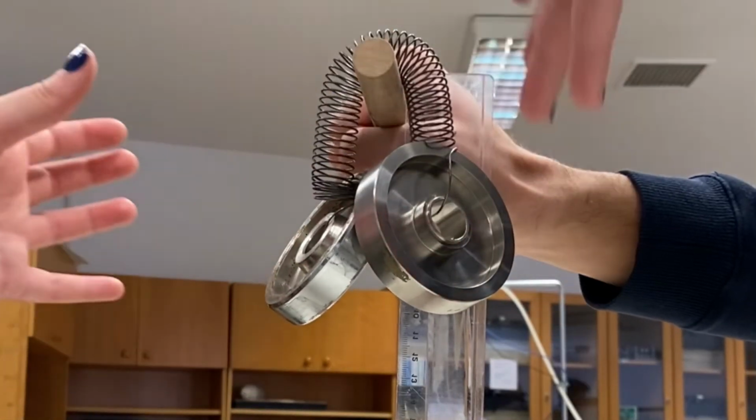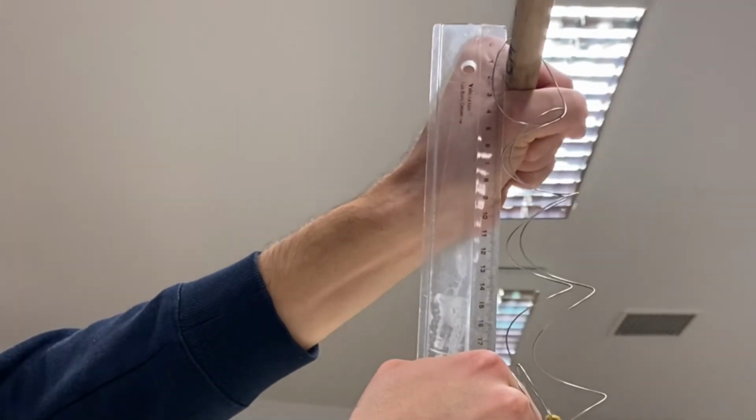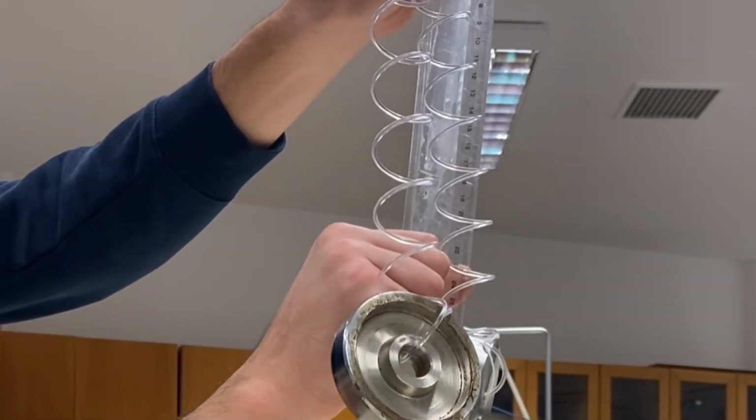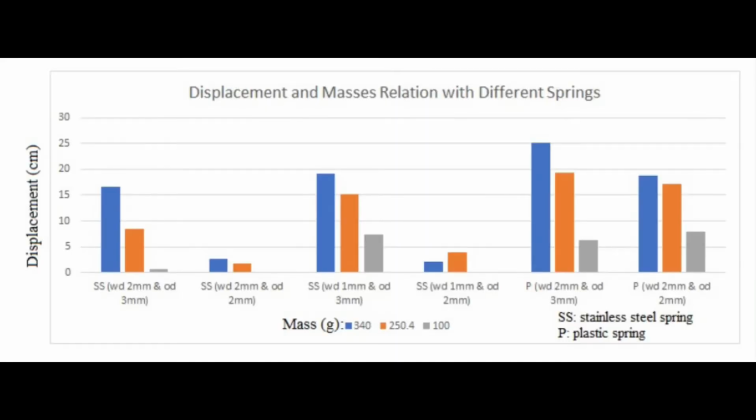If the materials and outer diameters are the same, the larger wire diameter has a larger spring constant. But if the material and wire diameter are the same, the larger outer diameter has a smaller spring constant.